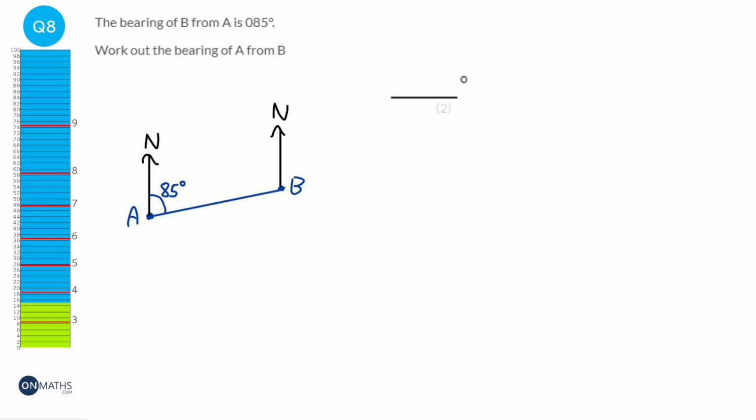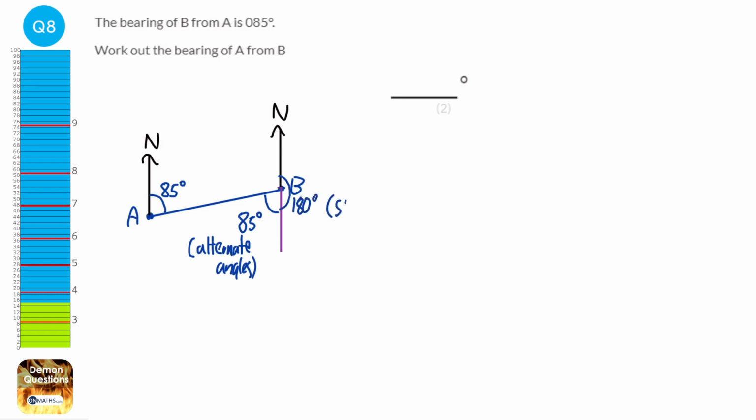So the first thing we can do is actually just draw a line going down here, and we know that this angle here will also be 85 degrees because of alternate angles. It's always best to write that down somewhere, so we can just put in brackets here alternate angles, and we know that this angle here is going to be 180 degrees because it's a straight line. And I'm not a fan of doing the reasons on the diagram, so maybe perhaps I should have labelled this an x and this a y and written x equals 85 and y equals 180 somewhere else.